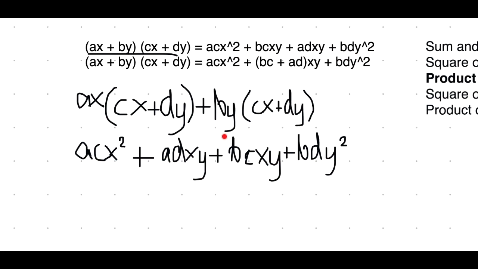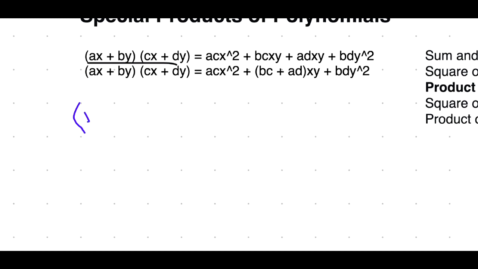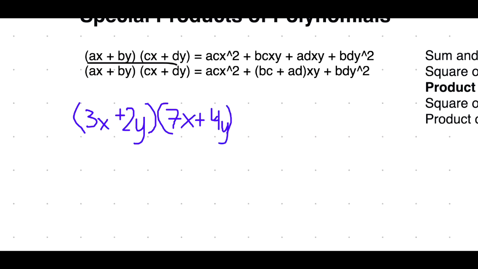And so let's go on to an example of this. Okay, so 3x plus 2y multiplied by 7x plus 4y. And so by following the special product, we would immediately find that it's equal to acx squared, in our case, a is equal to c.